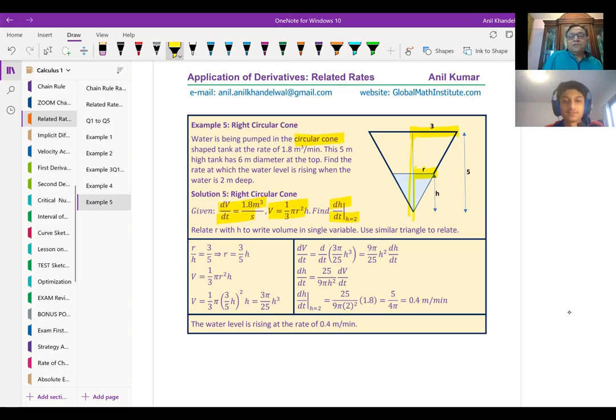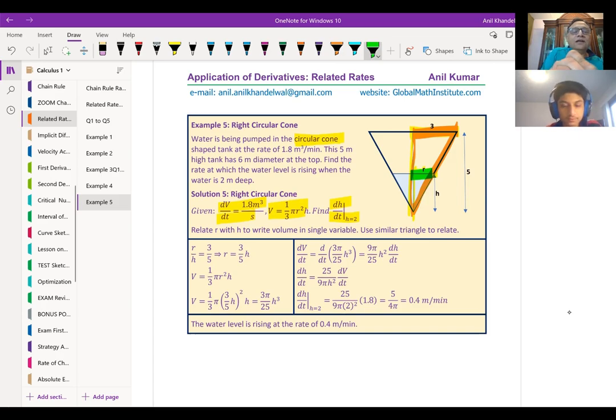Perfect. So in our formula, 1/3 pi r squared h, both r and h are changing. Since we are interested in dh/dt, we have to eliminate r. Rewrite it, right, sir? So similar triangle concept, right? So we say, well, this big triangle is similar to this small triangle, right?